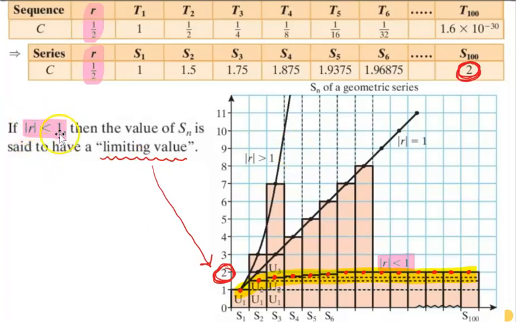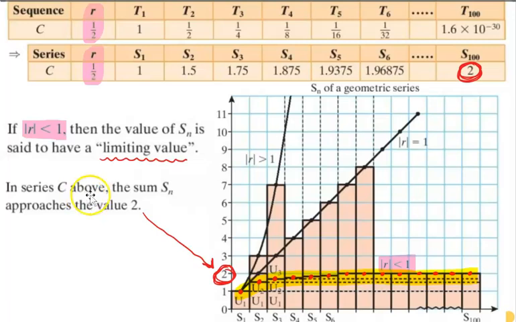So if r is less than 1, in this case r is a half. Now, it doesn't matter that it's a half. It could be a quarter, 3/4, or a third. It doesn't matter what it is, so long as it's less than 1, it will have the same look on a graph. Then the value of Sn is said to have a limiting value. Sn is getting closer and closer to 2.